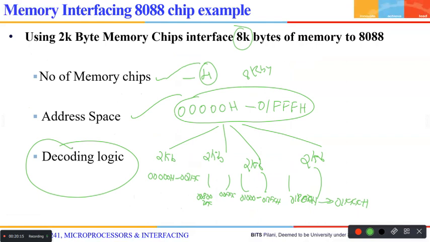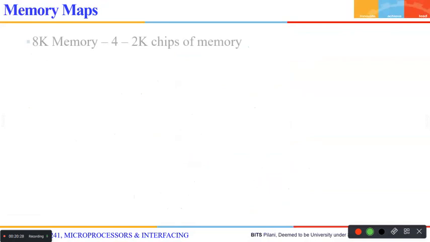How does the microprocessor do it? By using decoder logic. Try to understand this. Okay? Let us now design decoder logic. Before that, I will tell you whatever I have told you just now.